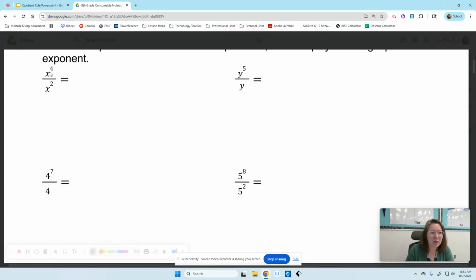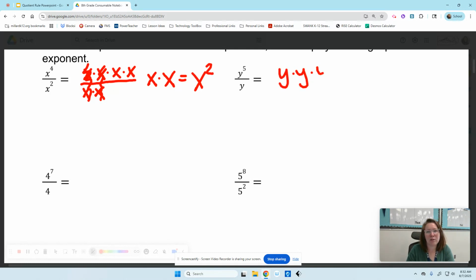Yeah. So x to the 4th, 1, 2, 3, 4. And then x to the 2, 1, 2. And I can cross off, and look at that. It's x times x, which just equals x squared. Could have just subtracted. Y to the 5th, 1, 2, 3, 4, 5. Just a single y on the bottom. Those two cross off. And there's 4 y's left, y to the 4.